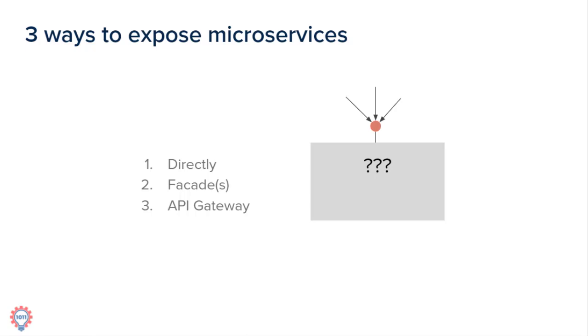The second one is to build special microservices that are called facades that will represent an entry point into your system. And the third method is to use the external software called API gateways that will provide those external entry points. Let's look into each of those options in detail.